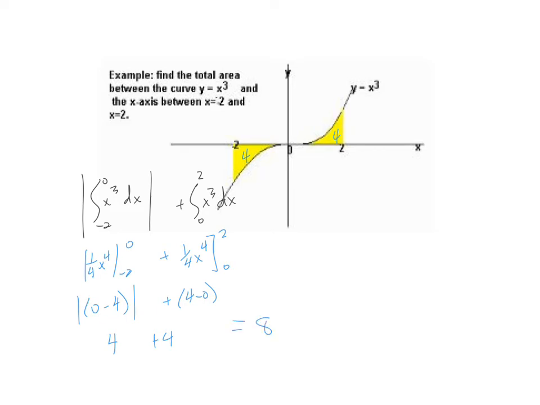Okay, so area is a pretty easy thing. We just do our definite integral. If you have a negative section, separate that piece apart and make sure you do the absolute value to make sure that's a positive value. Add all your pieces up and we're done.